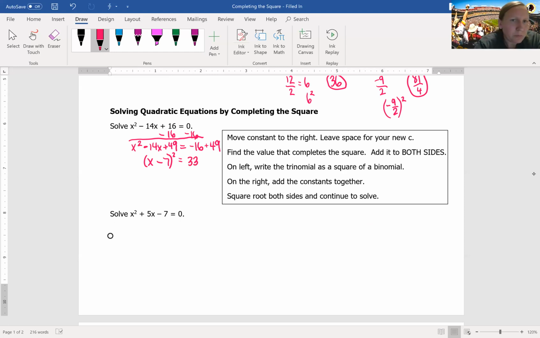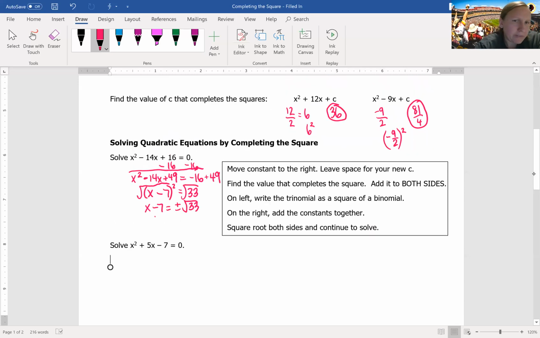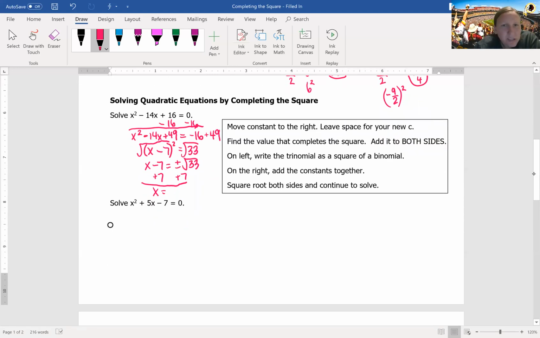And now I can square root both sides and continue to solve. So I get x minus 7 equals positive or negative root 33. I'm just going to leave it as root 33 because I can't simplify it. And then we're going to add 7 to both sides. And x equals, and remember from our video the other day that the most common way of writing this is to take the constant first. So 7 plus or minus root 33. And that is our answer.